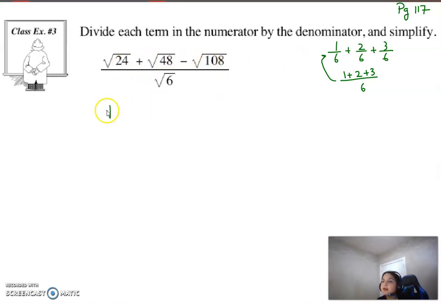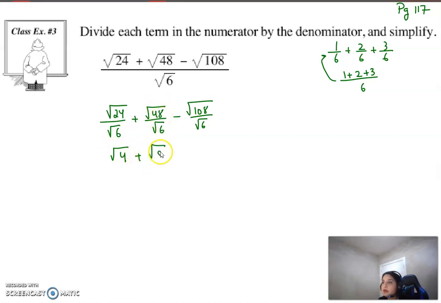So I can rewrite this as root 24 over root 6 plus root 48 over root 6 minus root 108 over root 6. Now, why did I do that? You'll notice that the root 6 will divide into each of these numbers nicely. So I can go root 24 divided by root 6, they both reduce, and it gives me root 4. Root 48 divided by root 6 gives me root 8. And then this one will give me negative root 18.